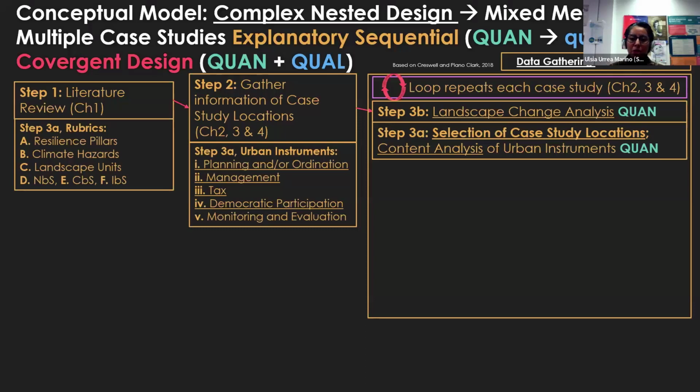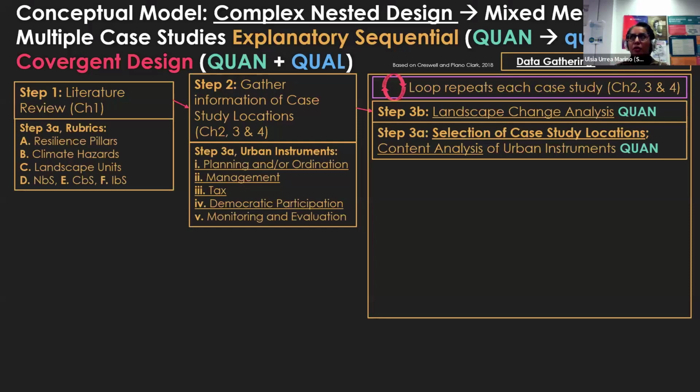Then I gather the information. This is when I start looking for urban instruments. What does that mean, urban instruments? All the regulations that local governments enact to plan or regulate the territory, to manage the territory, to ask for payment of taxes on those territories, democratic participation, monitoring and evaluation, and in general, other instruments.